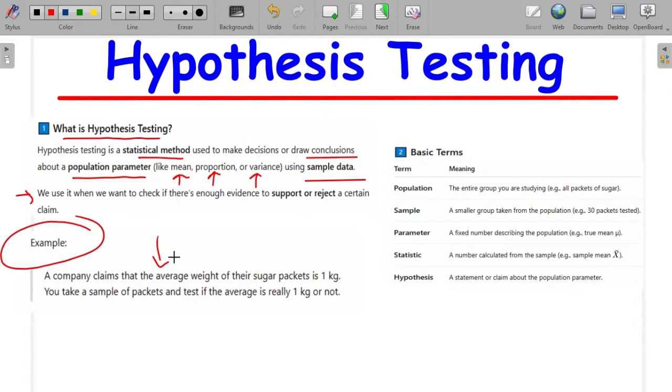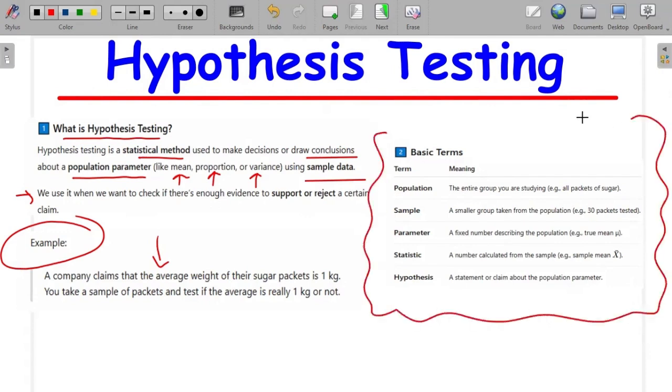As we'll be solving these questions, it's very important that you know these definitions that I've put here. For example, you have to know the definition of a population. That's just the entire group that you're studying. In this example, it would be all the packets of sugar. The sample is just a smaller group that you take from the population. From all these packets of sugar, we can just get like 30 packets. That will be the sample.